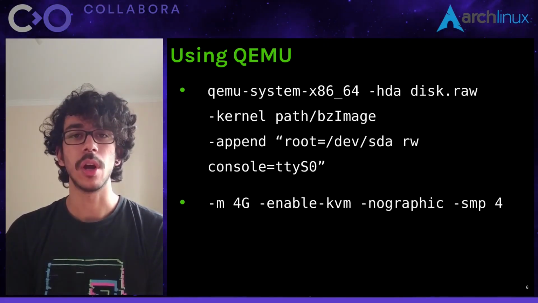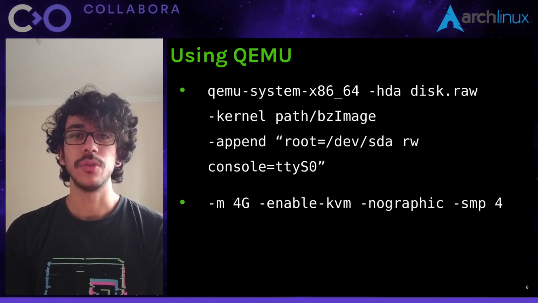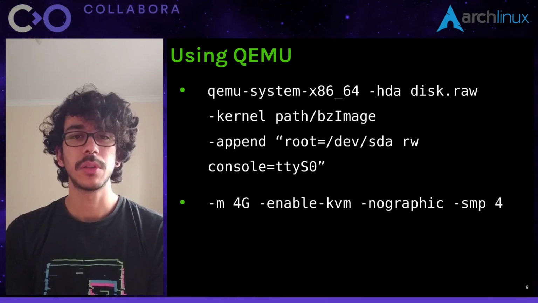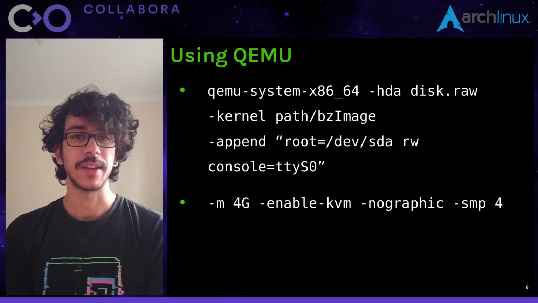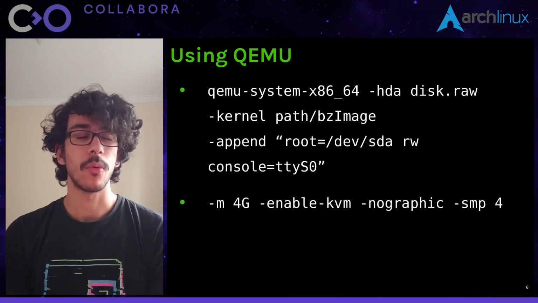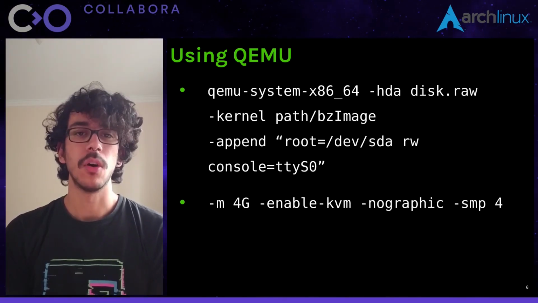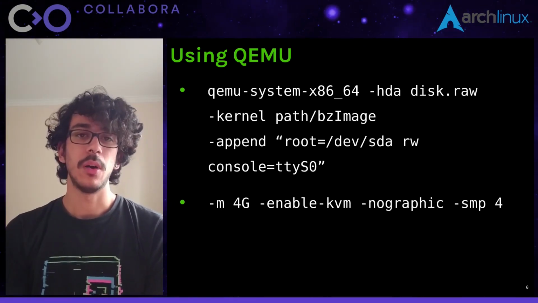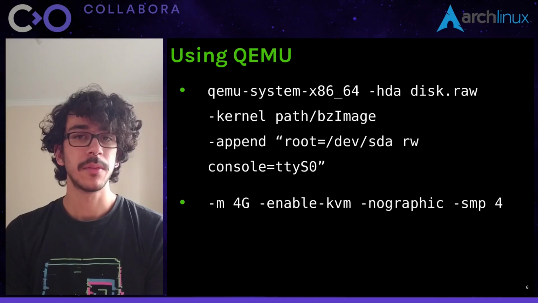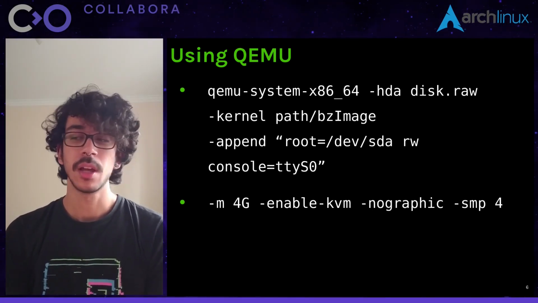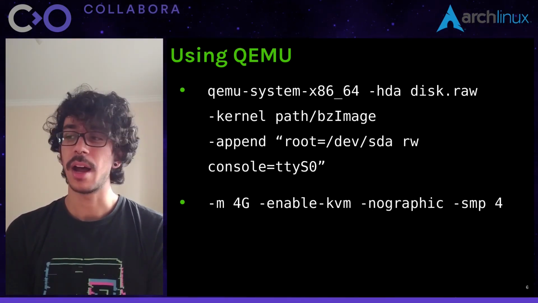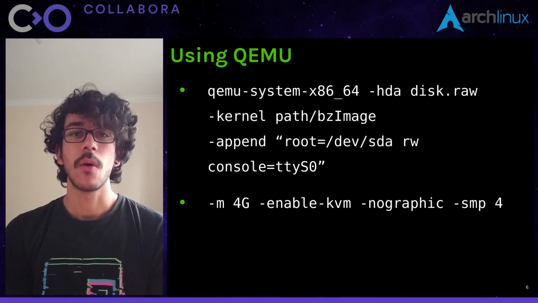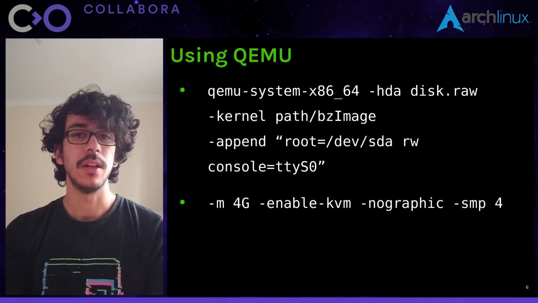I also use the append flag to pass some kernel parameters. For instance, the root parameter tells the kernel where it can find the root, in which disk is the rootfs. So here it is the first disk, the sda. We also send the parameter rw because we want to change the rootfs. And with console=ttyS0, you can tell the kernel where it should display the output and the shell when it boots.